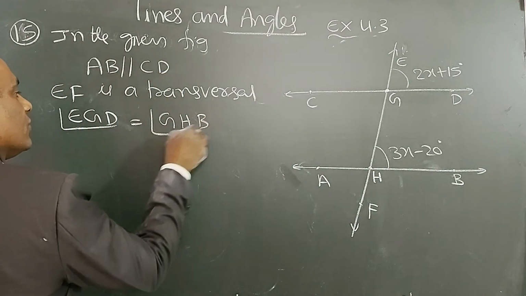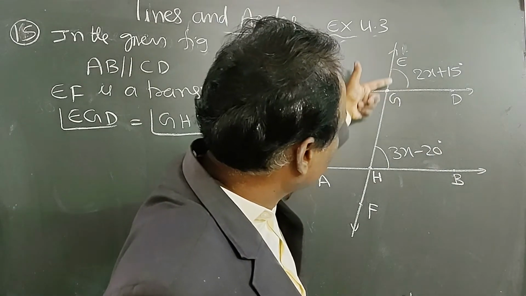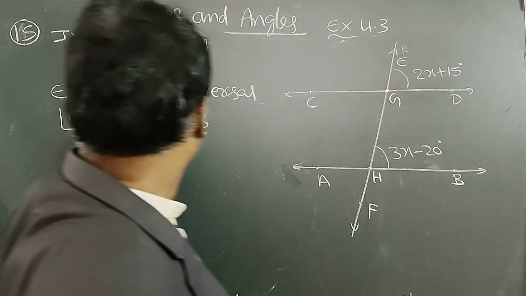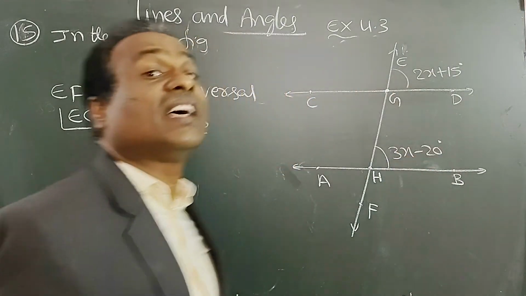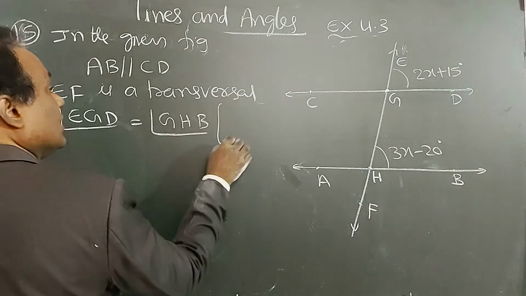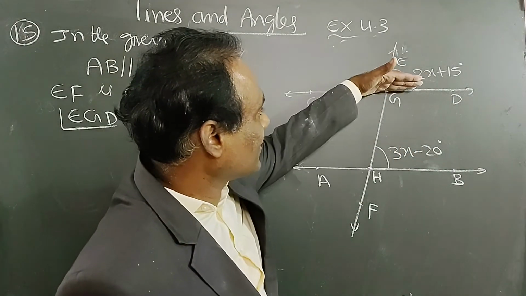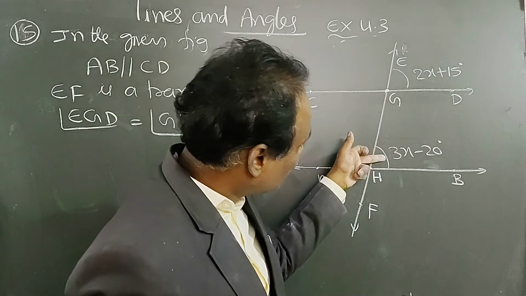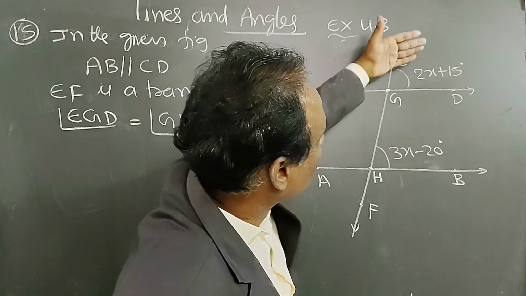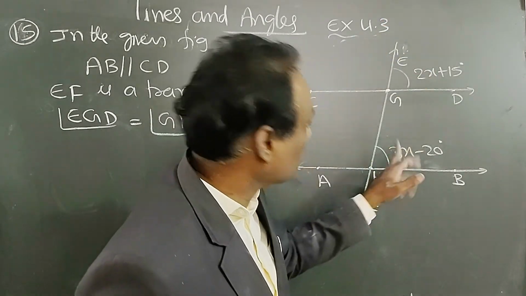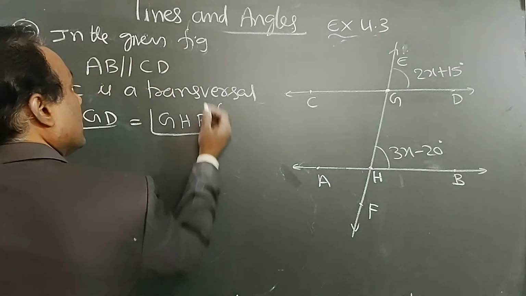You think of it, students. Why is this angle EGD equal to GHB? What is the reason? The reason is corresponding angles. These two lines are parallel and this is a transversal. One is interior, one is outside: one is inside the lines, one is outside the lines, and both are on the same side of the transversal. According to the definition, these are the corresponding angles.